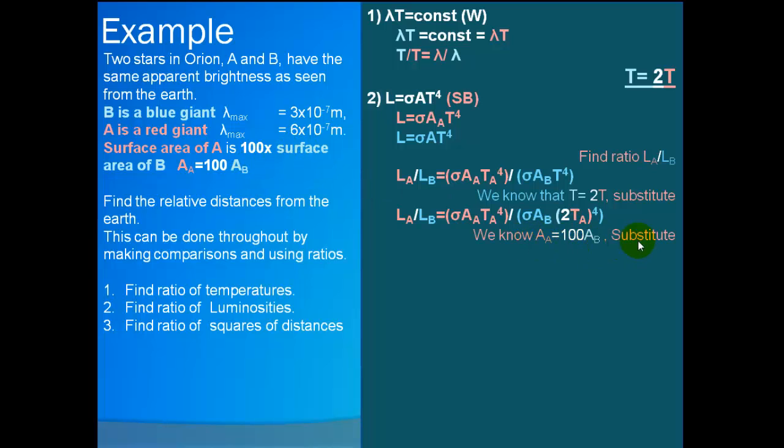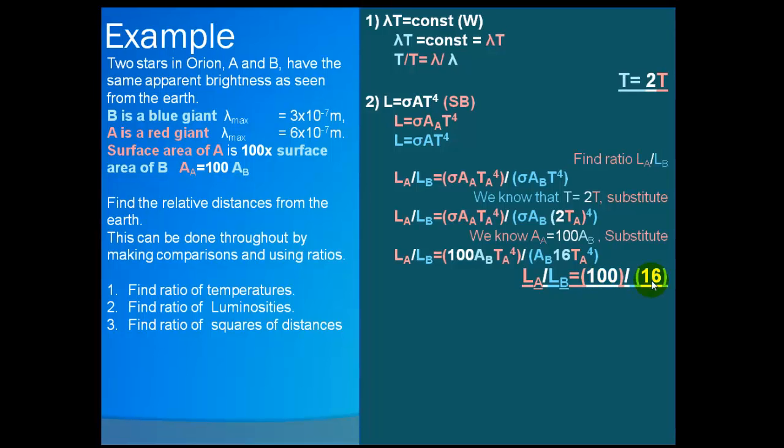So if you do this working, you'll find out that the ratio of the luminosities is going to be 100, because this is the ratio of the areas, divided by 16, which is the ratio of the temperatures to the power of 4.